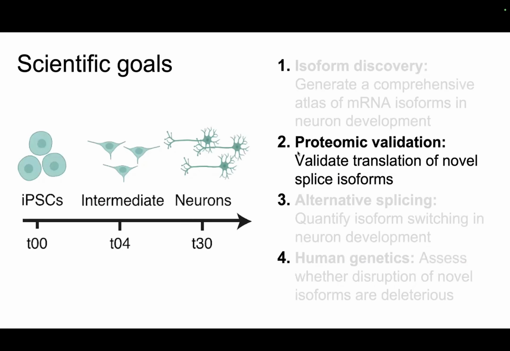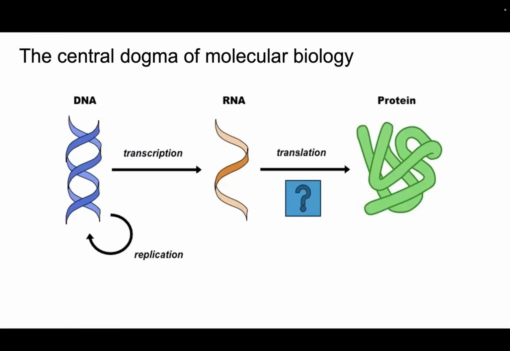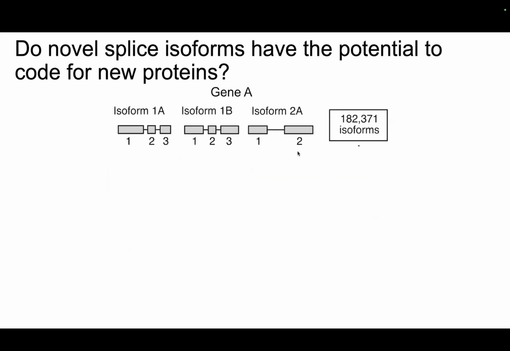So then, moving to our proteomic validation. We want to use our proteomics data to validate the translation of these novel splice isoforms. Probably doesn't need to be said, but RNA is translated into proteins. Just because we can observe all of these novel isoforms in our long read data, that doesn't necessarily mean that they would be translated into proteins. So we want to see if some of these are actually validated at the proteomic level.